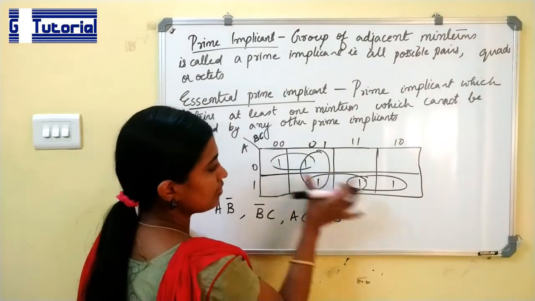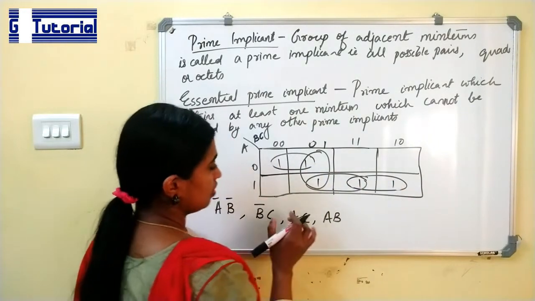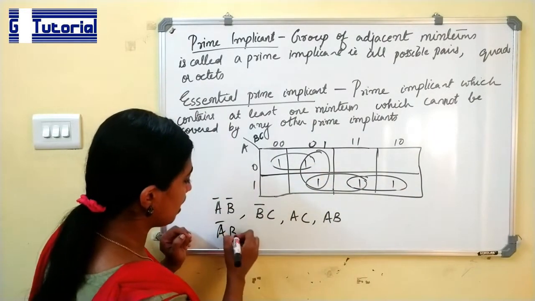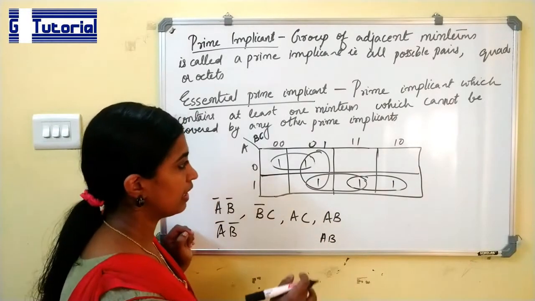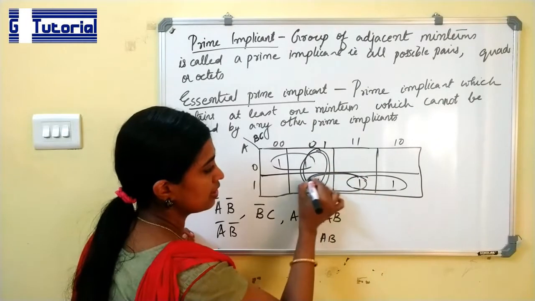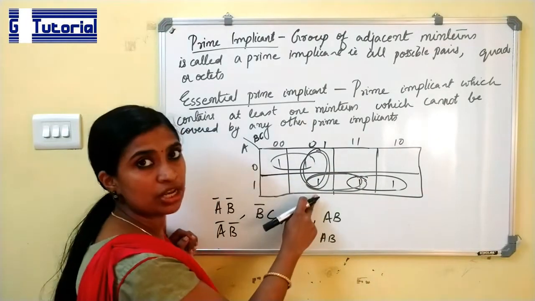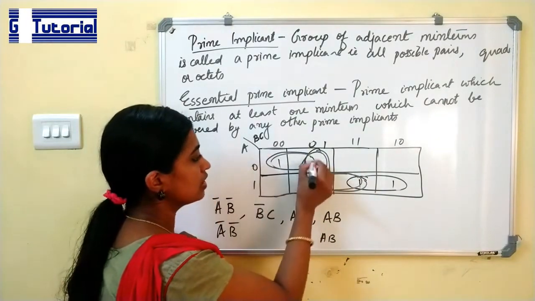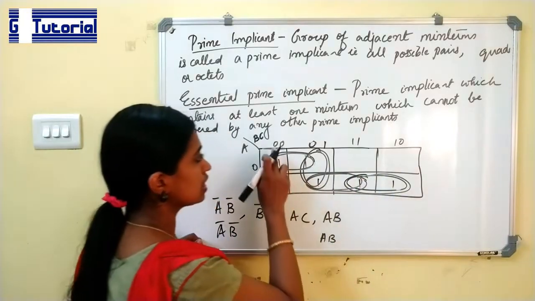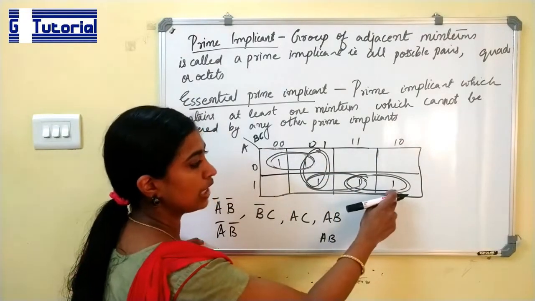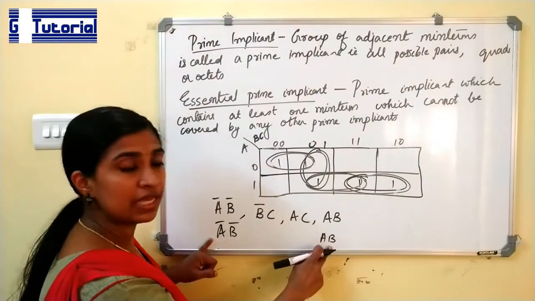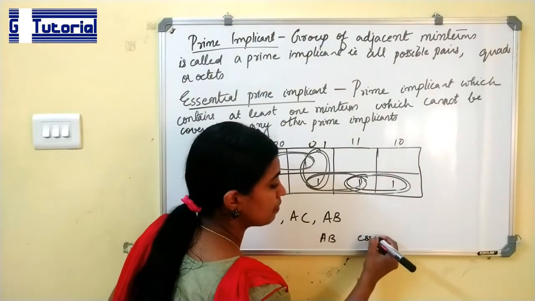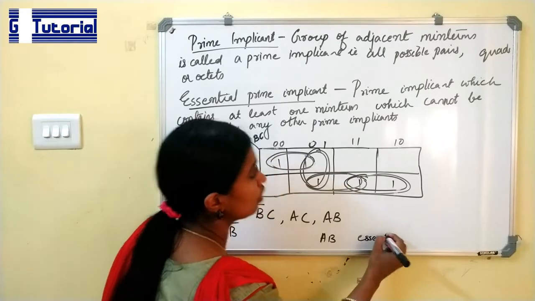Here this one and this one, that is A bar B bar and AB, do not take part in any other pair. But this and this are not essential prime implicants. Only this one and this one. 0 0 and 1 0 do not take part in any other pair. So A bar B bar and AB are the essential prime implicants.